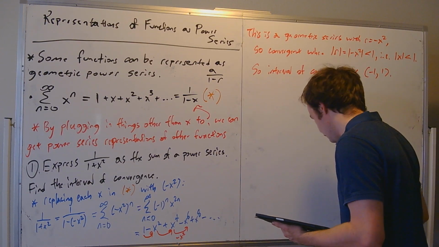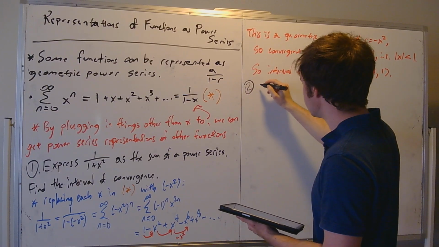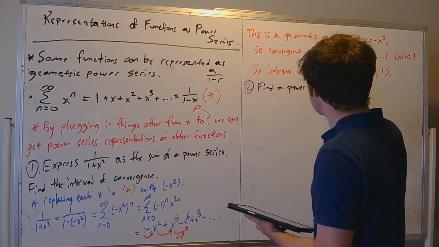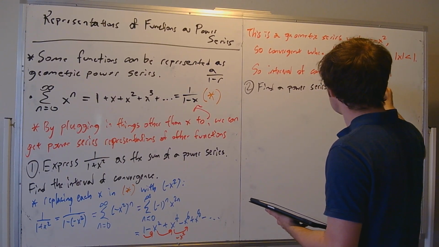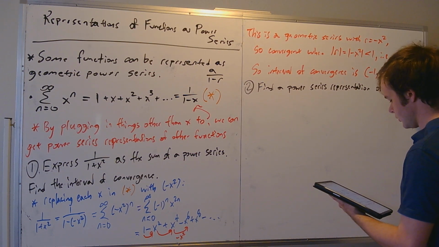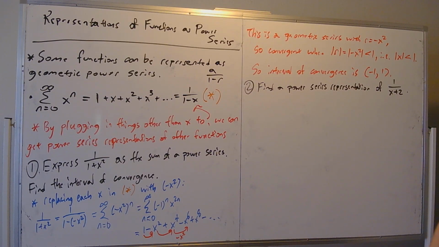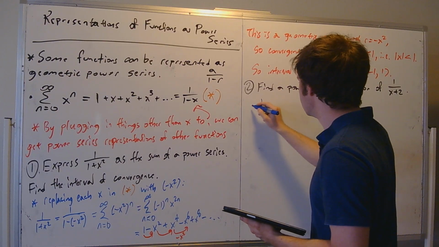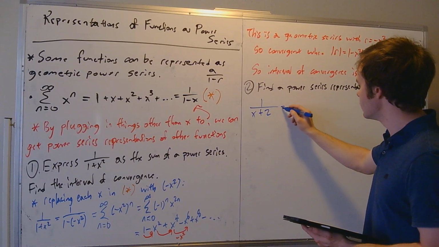Now, our second example here, number 2, is going to say find a power series representation of 1 over x plus 2. Okay, so with this type of problem, let's just rewrite what we have. So we've got 1 over x plus 2. And let's see how we can rewrite that.